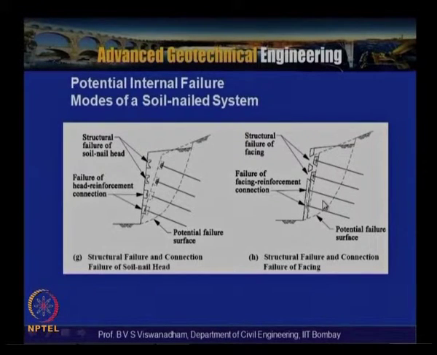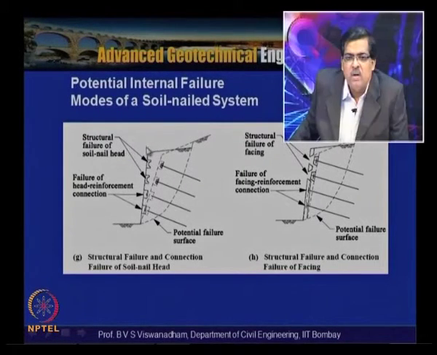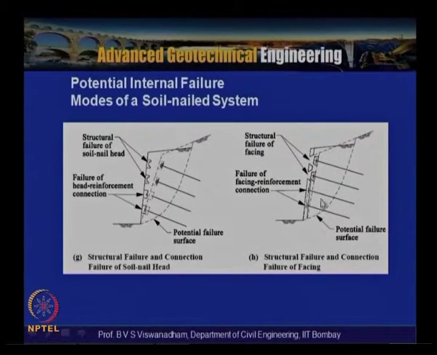Similarly, here is a continuation of the potential internal failure modes of a soil nail system. This is the structural failure and the connection failure at the soil nail head. That means the nail and the soil nail head can get detached, and then the slope surface can deform. Here you can see the structural failure of the facing, and here the failure of the facing-reinforcement connection is depicted. So these are the typical internal failure modes of a soil nail system.